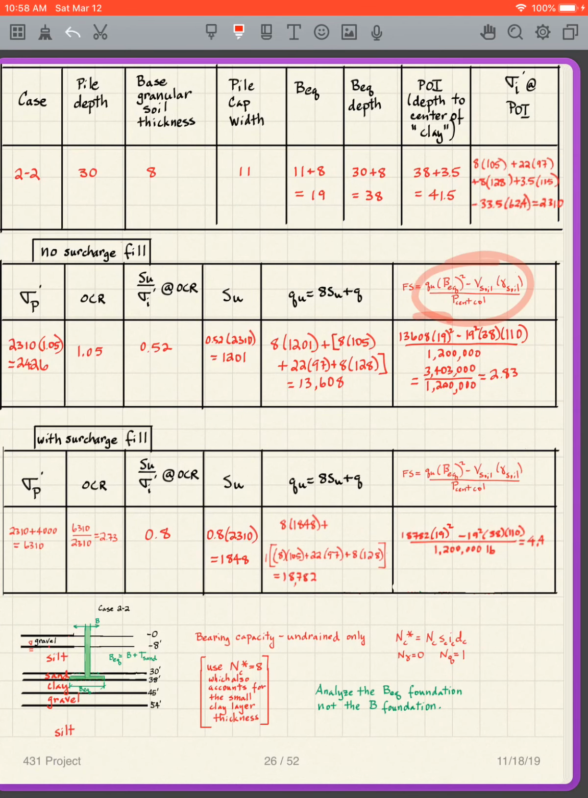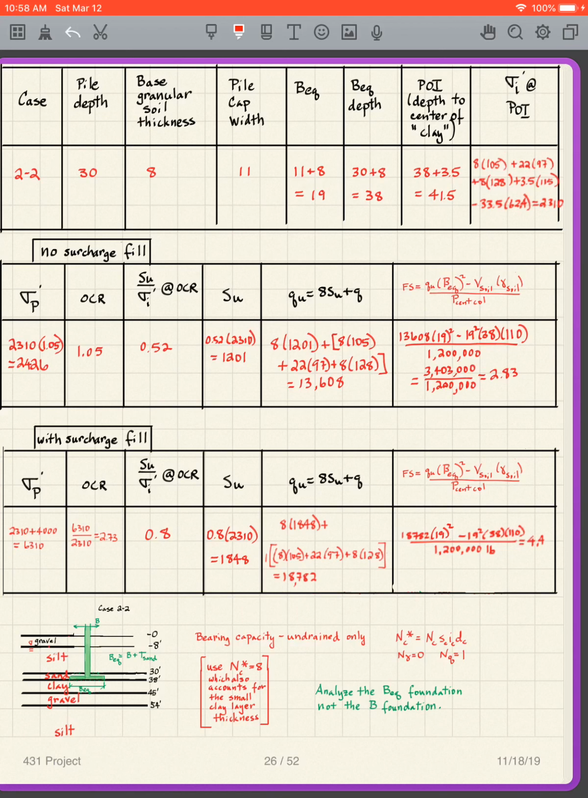Putting all these numbers in, we get a factor of safety of 2.83. Okay, so done with that one. Now we're going to do the surcharge fill situation. Well, what changes? It's just the second part. What's my sigma prime p with the surcharge fill that we did?